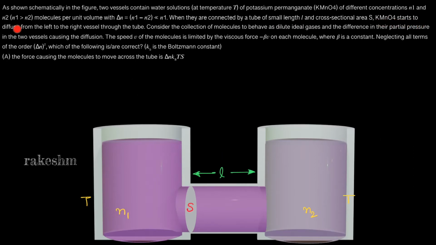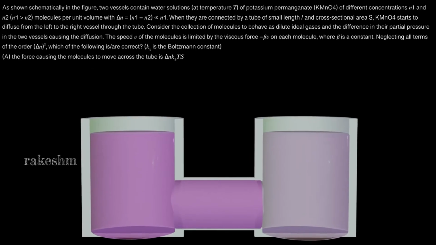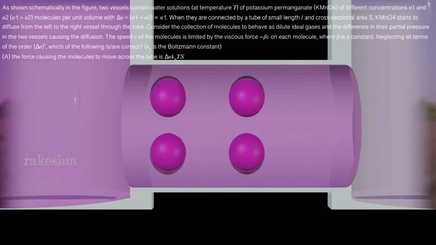KMnO4 starts to diffuse from the left to the right vessel through the tube. So we can see here that the KMnO4 is diffusing from the left end to the right end of the tube. Consider the collection of molecules to behave as dilute ideal gases, and the difference in partial pressures in the two vessels causing the diffusion. So due to the difference in concentration of KMnO4 in these two vessels, the partial pressure here and here is different. And this difference in pressures causes the KMnO4 to diffuse from left to the right.